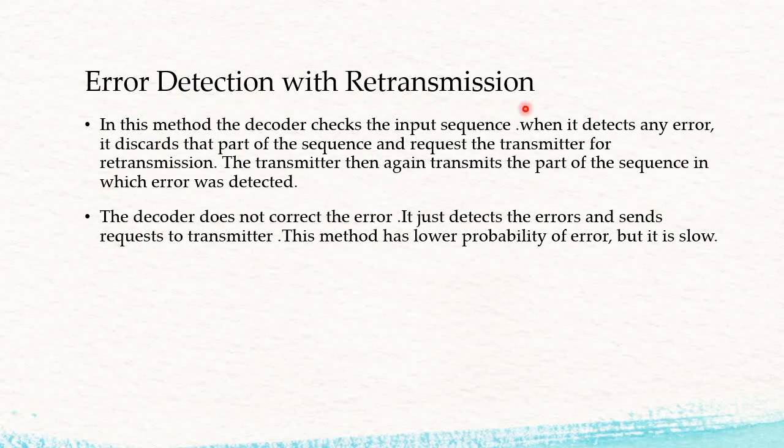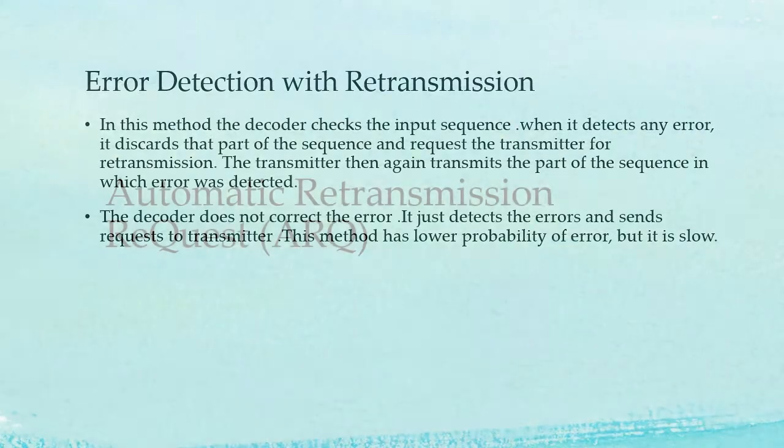Error detection with retransmission. In this method, the decoder checks the input sequence. When it detects any error, it discards that part of the sequence and requests the transmitter for retransmission of the data. The transmitter again transmits the data, or the part of the sequence in which the error was detected. The decoder does not correct the error, it just detects the error and sends the request to the transmitter. This method has a low probability of error, but it is very slow.